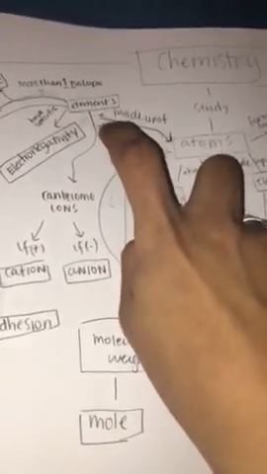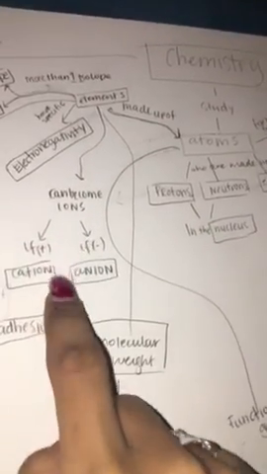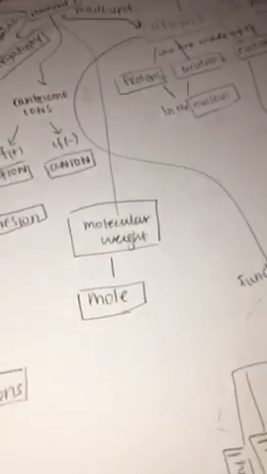I even then branch off elements to electronegativity, because they can have specific electronegativity. I branch off elements into ions, which can be, if it's positive, a cation; if it's negative, an anion. Elements to molecular weight. Molecular weight is involved with moles.